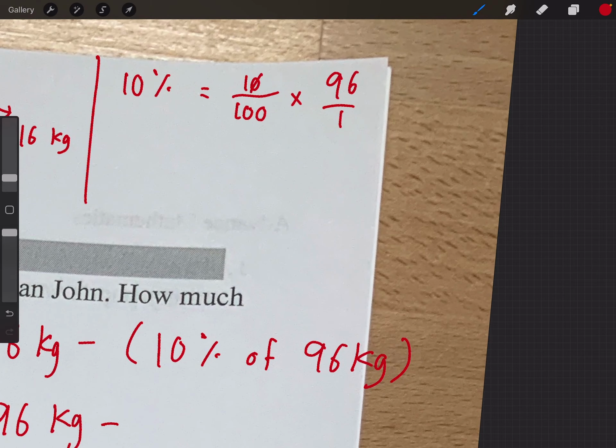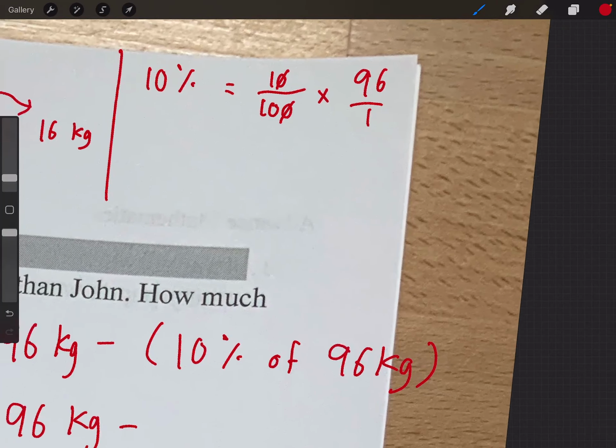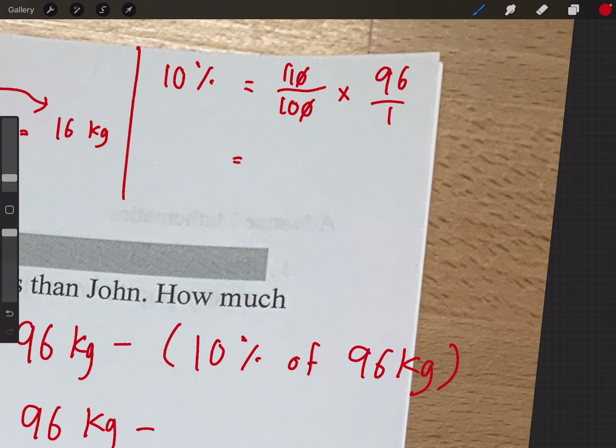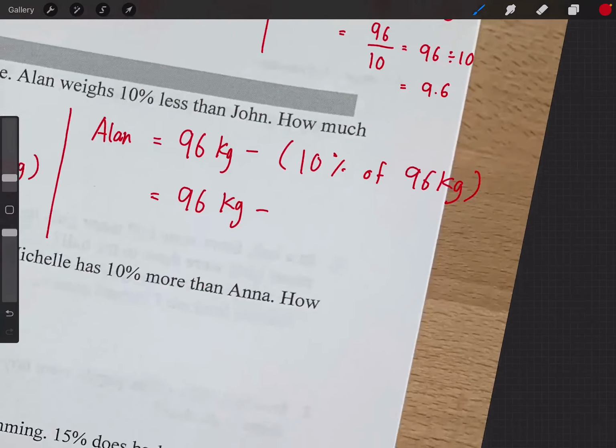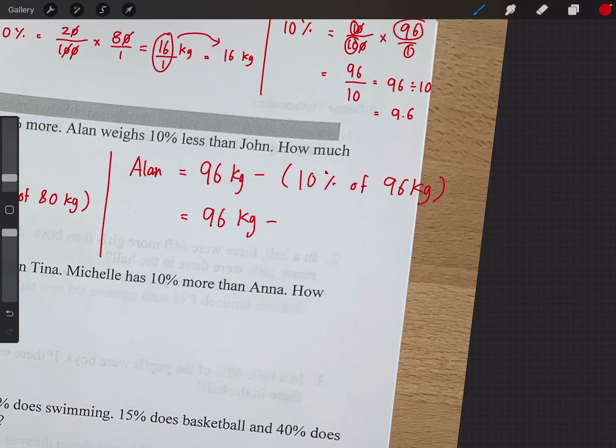Okay, so we can cross out the 0 from the top, 0 from the bottom. So what we have is 1 times 96, which is 96, and the bottom is 10 times 1, which is 10. Now, this is a fraction. It's the same as 96 divided by 10, and that's going to give you 9.6. So 10% of 96 is just 9.6 kilograms.